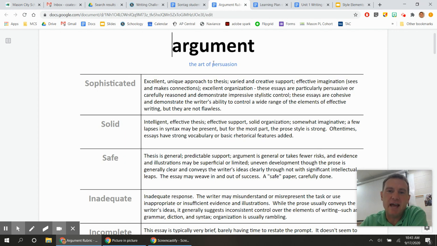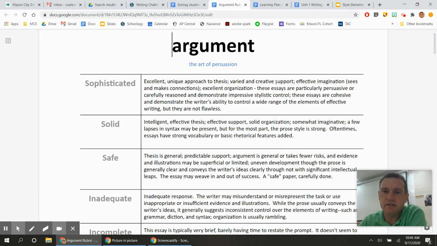On this specific task, we're writing an argument, okay? And so the descriptions to the right of the grade try to articulate what a sophisticated argument should look like. So as you look at this one, I notice it should have an excellent, unique approach to the thesis. And that's different than a solid, which has an intelligent or effective thesis, right? So both are going to have a strong thesis statement. It's just the sophisticated one is maybe a little more unique in its approach, or maybe it does something that's a little bit better, perhaps. And we'll look at some examples of that to help.